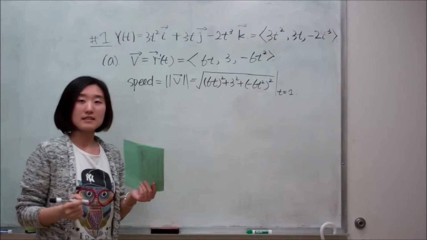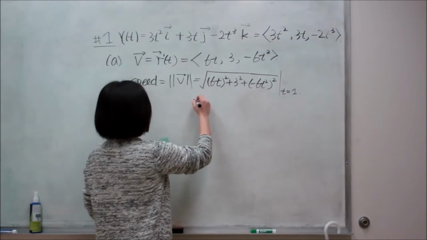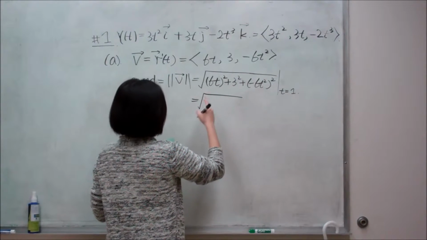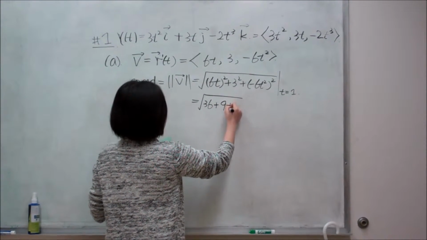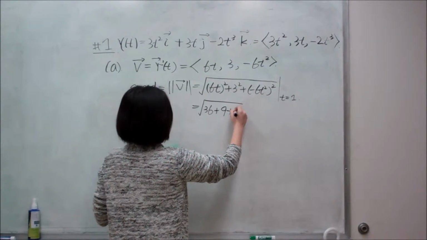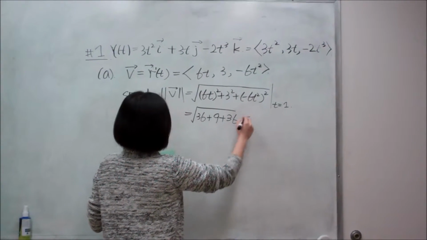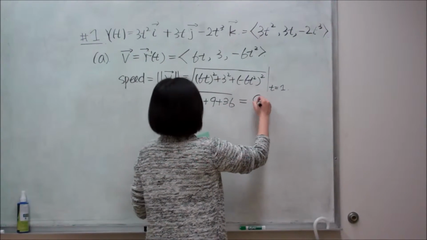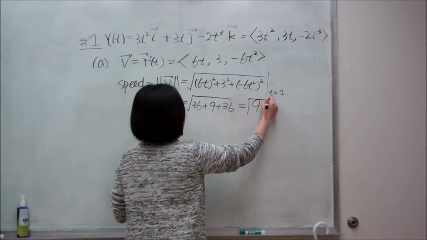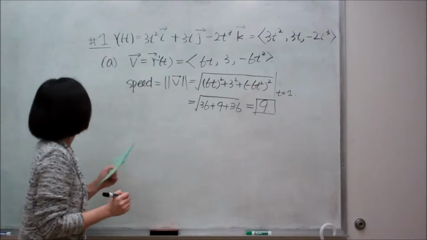And we're plugging in t equals 1. So that is going to be 6 squared plus 3 squared plus negative 6 squared, again 36, and that's 81. So our speed is going to be 9.